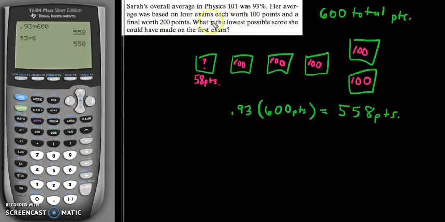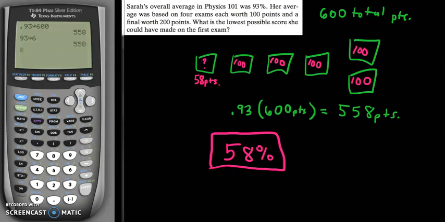Assuming there's no extra credit question on exams. If there was, they would have had to say it in the question. They're not trying to specifically trick you. So the lowest possible score she could have got on the first exam would be 58%, assuming that she got 100 on everything else.